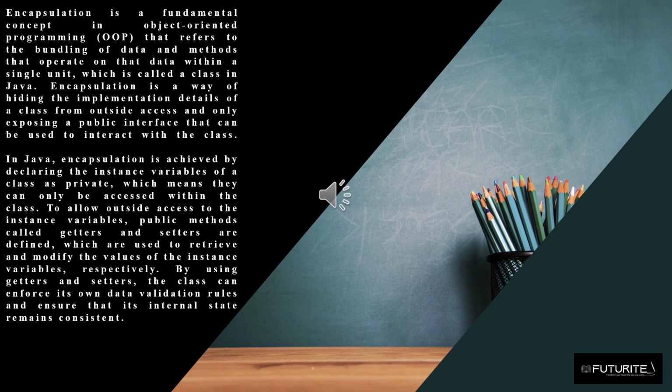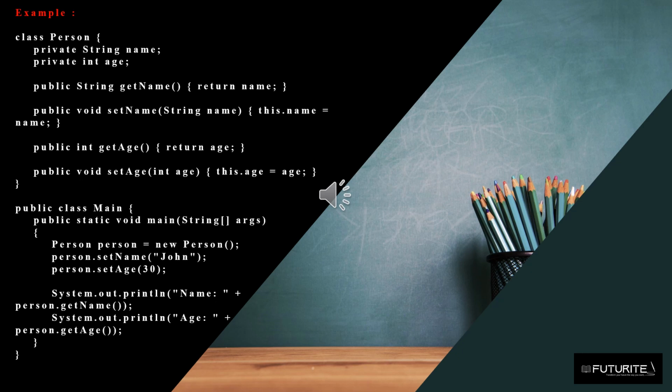And also, like here it is written, in Java, encapsulation is achieved by declaring the instance variables of a class as private, which means they can only be accessed within the class. So definitely in our later topics we will study about the access modifiers. So if you define a member of a class as private, you cannot access it outside the class. So that's where encapsulation comes into account. So let's dive into the next example to better understand how encapsulation helps us to hide the implementation details of the class. So now let's dive into the example.